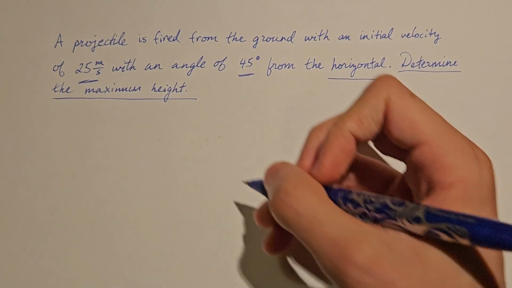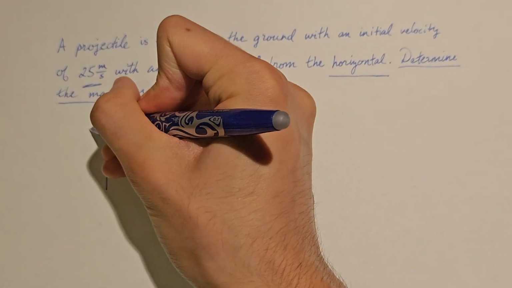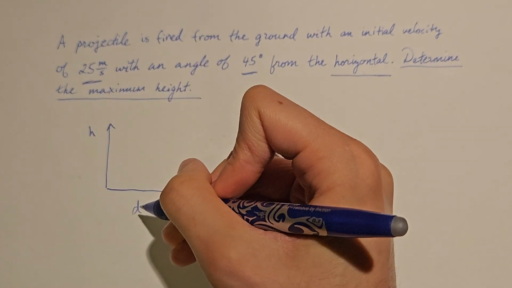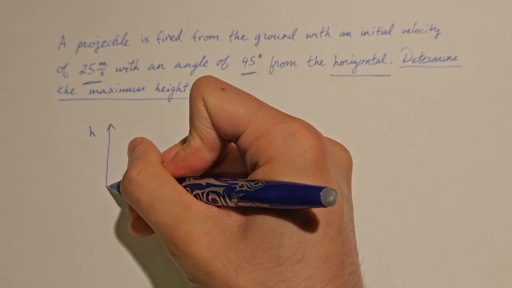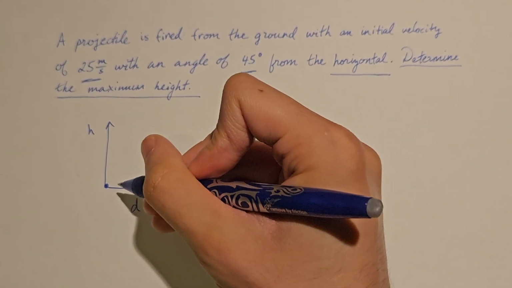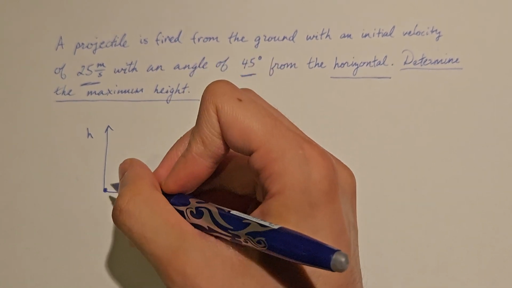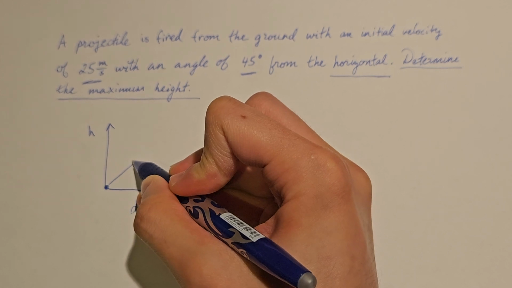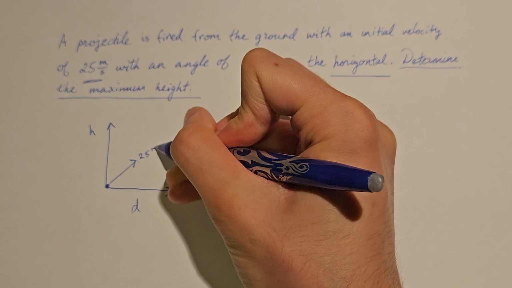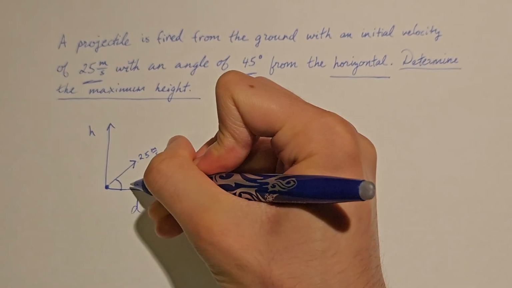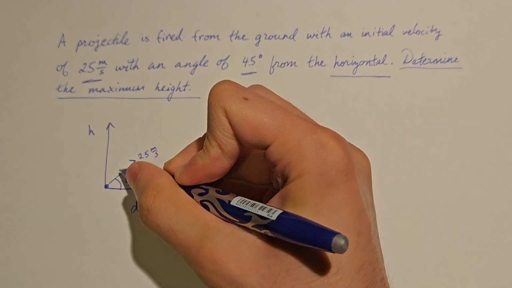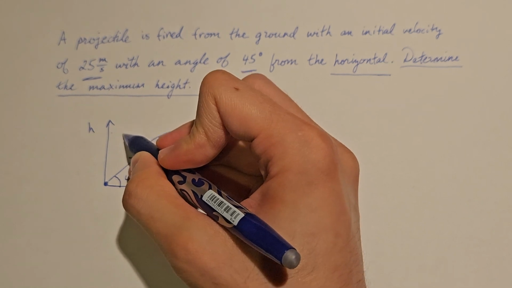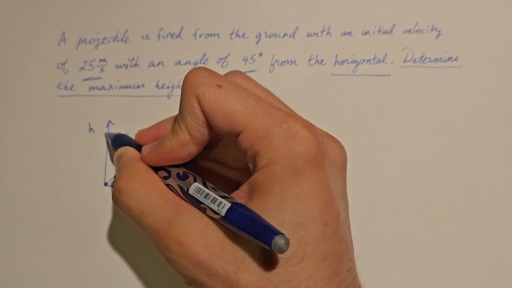If we were to graph this, the y-axis is the height and the x-axis is the displacement. I'll call those h and d for now. Essentially, we're starting off the ground, where y is equal to 0, and we have the initial velocity vector with a magnitude of 25 meters a second and a direction of 45 degrees. What's our goal? We're trying to find this point, the y value of it, the value on the y-axis.